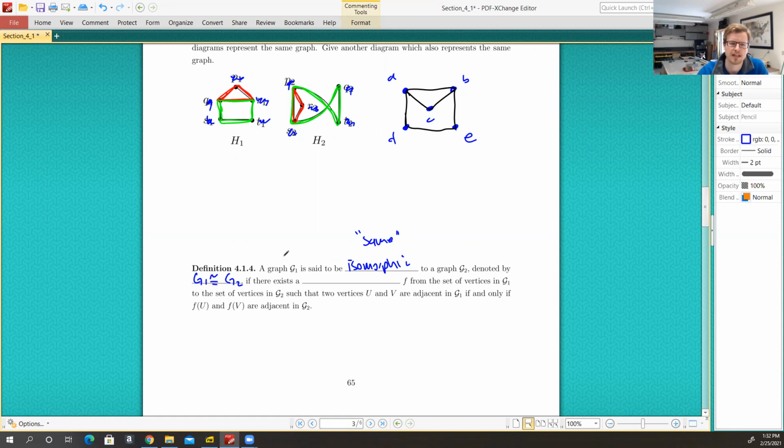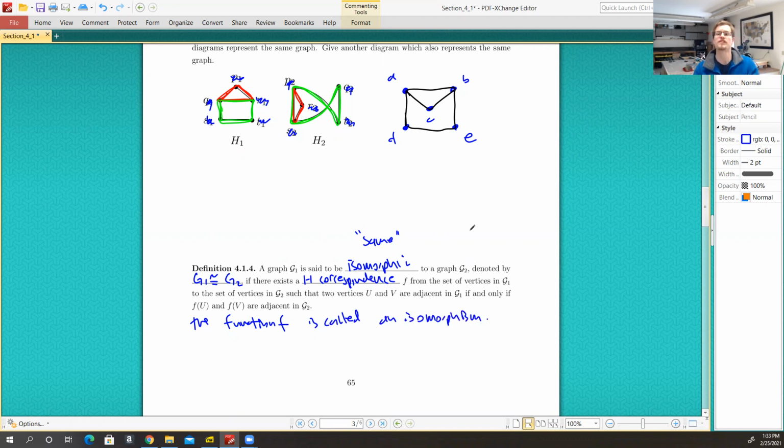A graph G1 is said to be isomorphic to a graph G2 if there exists a one-to-one correspondence, call it f, from the set of vertices in the first graph to the set of vertices in the second graph, such that whenever two vertices are adjacent in the first graph, then they're also adjacent in the second graph, and vice versa as well. If they're adjacent in the second graph, they're adjacent in the first. The function f is called an isomorphism.